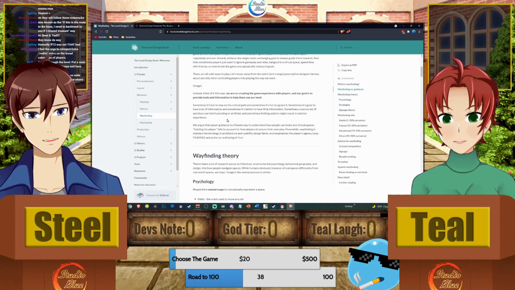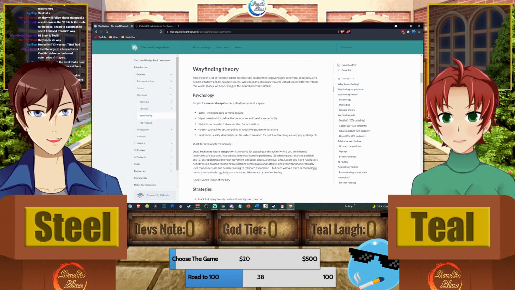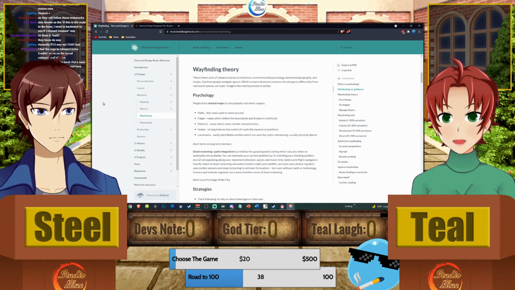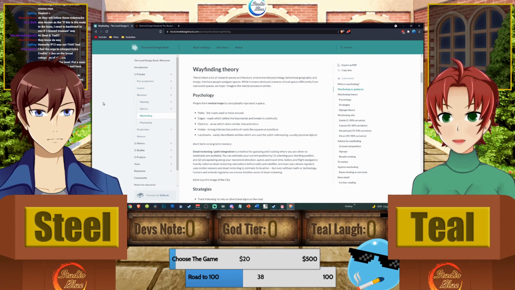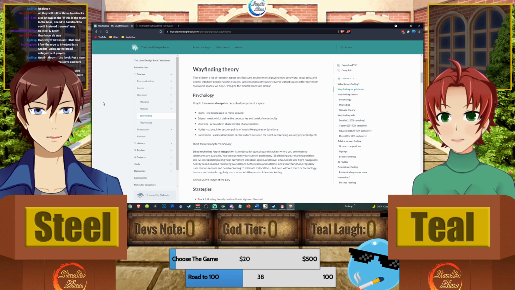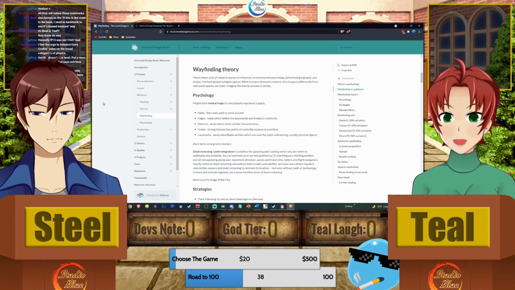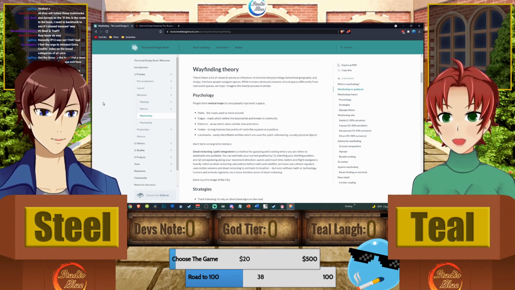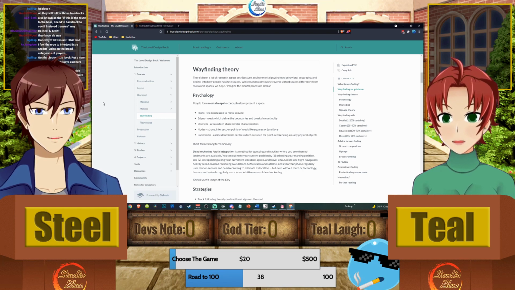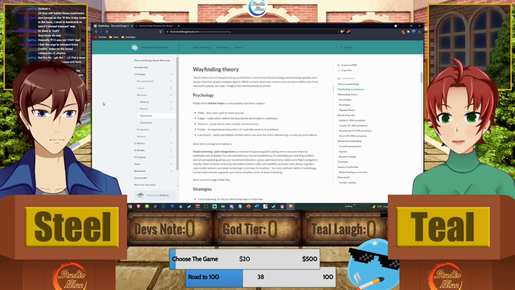Okay, so we're going to move on to Wayfinding Theory. This is the meat of the article. Let's tackle it first from a psychology standpoint. People do form mental maps to know where they're at in the game, in the space. You use paths, which are your roads. You use edges, which are the boundaries of these roads.